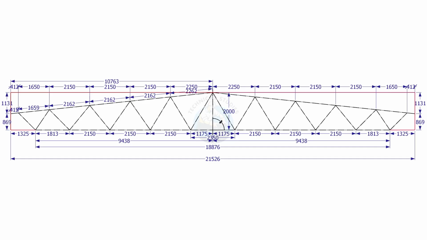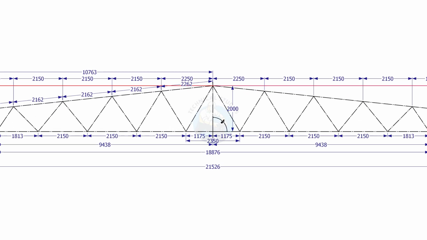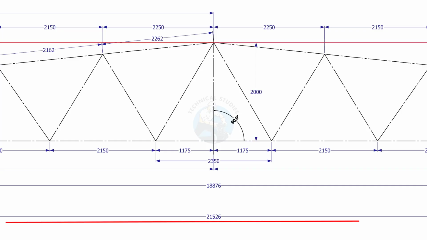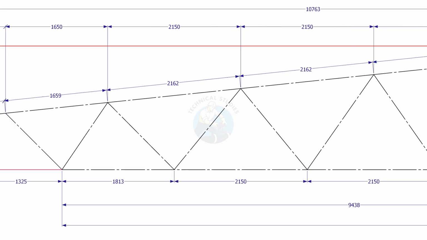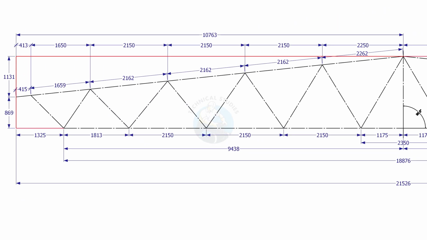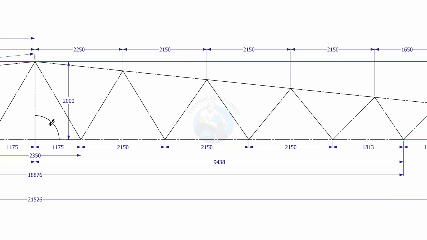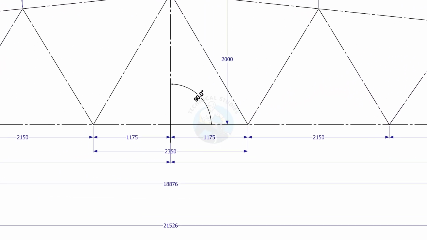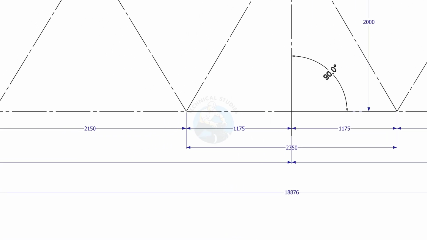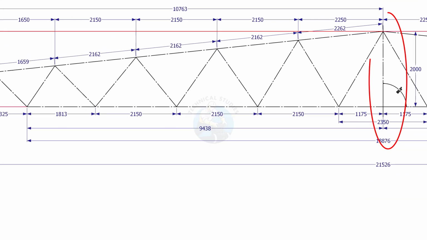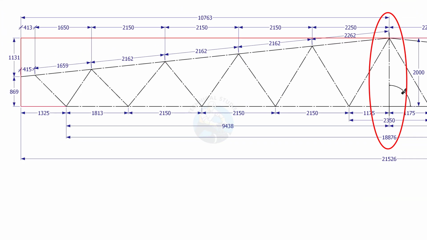Let us draw the layout. First of all, lay out this sketch on a platform or on plates laid on a leveled ground. Draw a straight line. The length of the line shall be 21 m 526 mm. Draw a vertical line, 2000 mm, vertical to this base line.